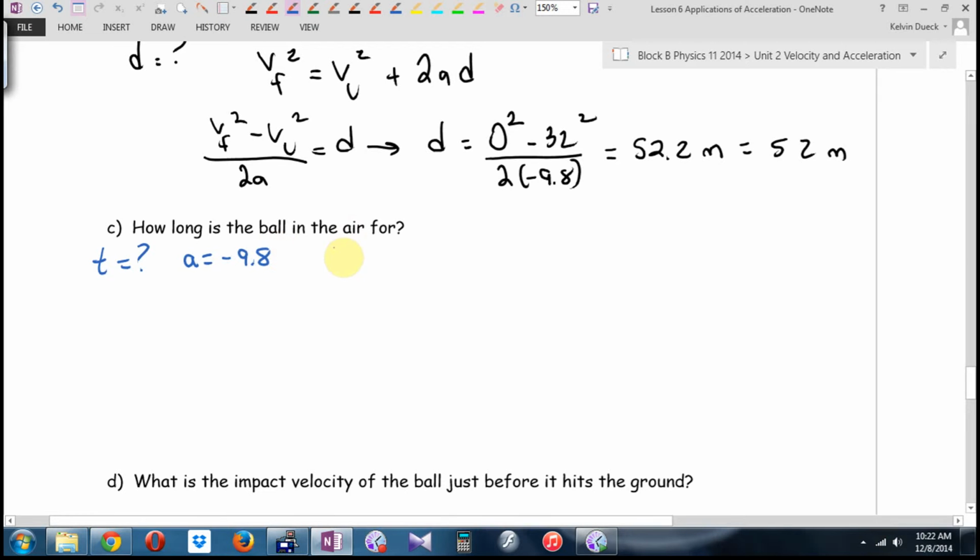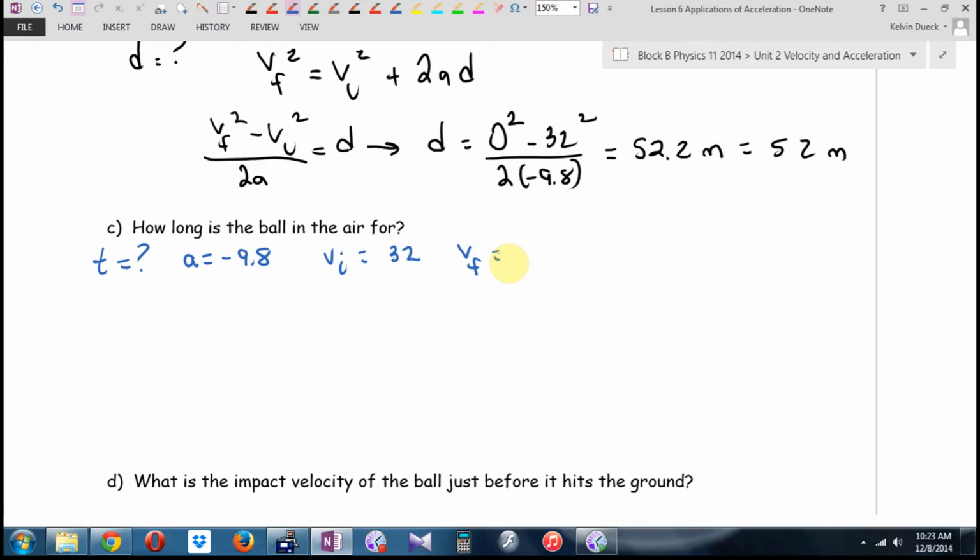What else? Oh, I told you in the question what VI was. What's VI? 32. And I know one more thing. I know VF, and it's not 0. That's after I hit the ground. When I hit the ground, how fast am I traveling?